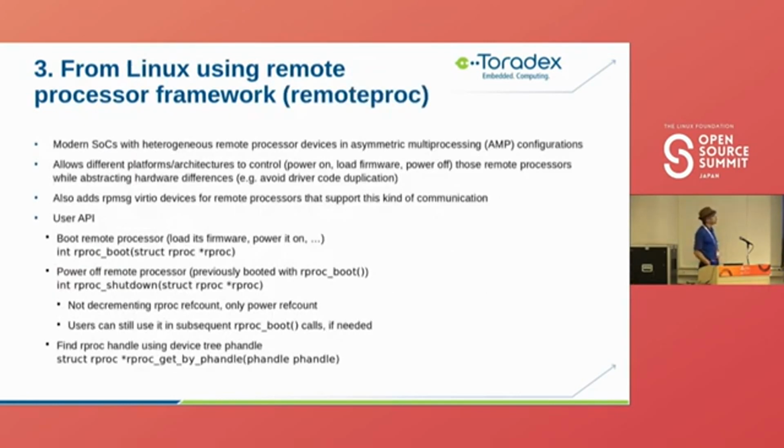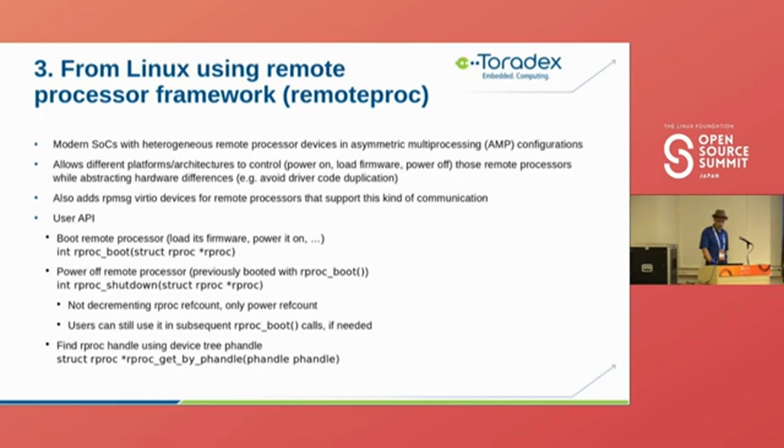Then a third way to do it, which is more interesting in terms of my talk, of course, is that you actually do that from the Linux side. So modern SoCs with such heterogeneous remote processors are often available in such asymmetric configurations. And there, it basically allows different platforms and architectures to control, to power on, load firmware, and power off those remote processors. And it also, of course, allows abstracting such hardware differences.